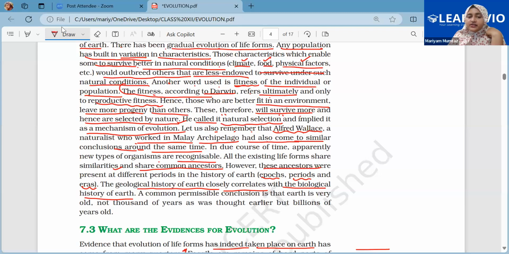However, these ancestors were present at different periods in the history of Earth, such as different epochs, different periods, and different eras. The geological history of Earth closely correlates with the biological history of the Earth. A common permissible conclusion is that the Earth is very old, not thousands of years as was thought earlier, but billions of years old.